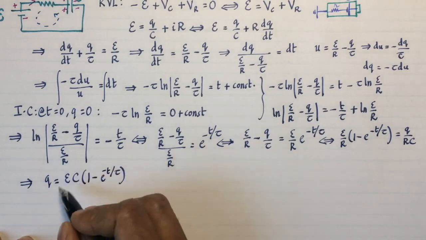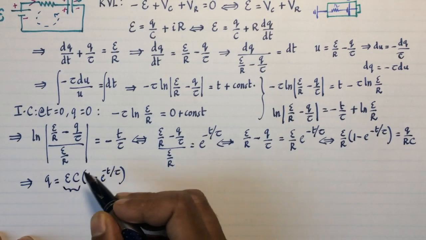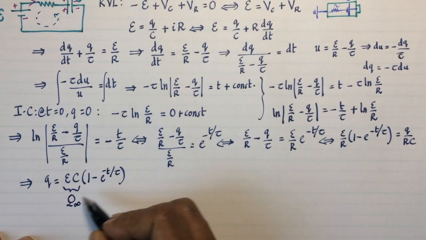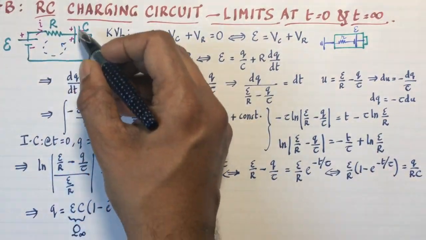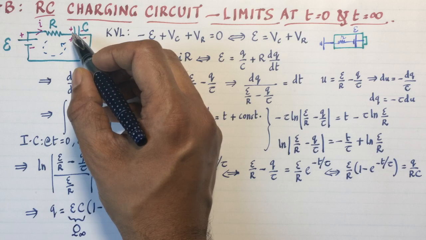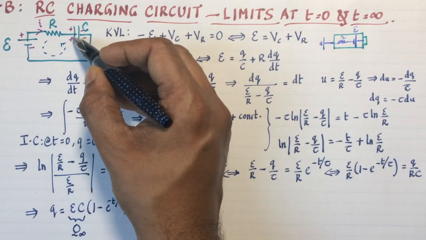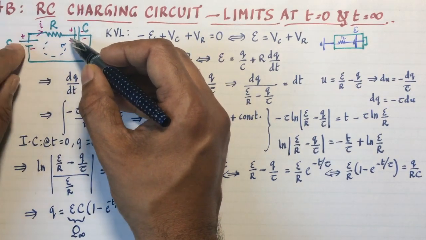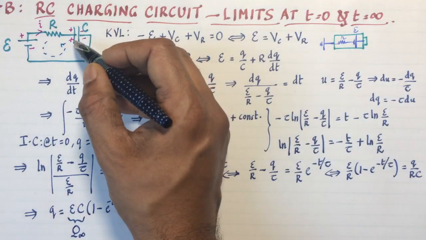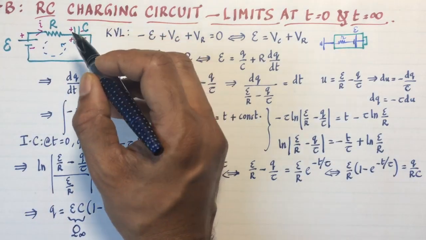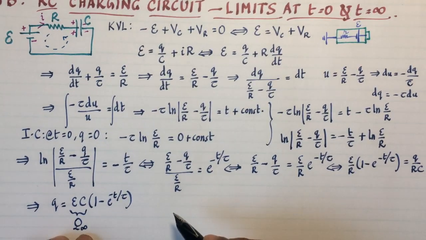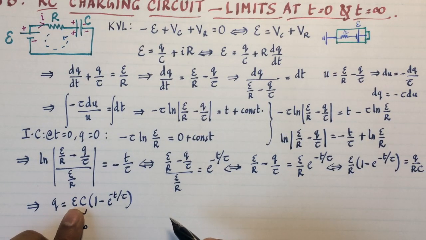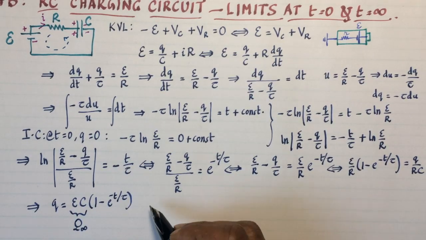Now, there's a special label given to E times C. It's called Q infinity. And the reason for that is this. The current is going to flow as long as the capacitor is still being charged. Once the left side of the capacitor plate gets the same voltage as the battery, the current will stop flowing. So the Q infinity, the charge of the capacitor at infinite time, is just going to be the voltage of the battery itself times the capacitance. So that's the logic behind that.